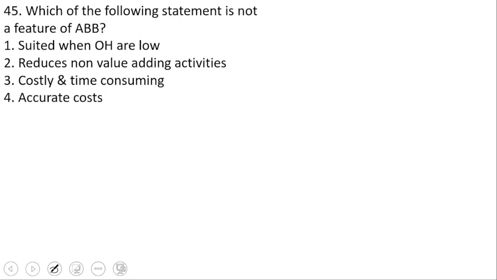It's suited when overheads are low. No, it is suited when overheads are high. Reduces non-value adding activities. Yes, that's a feature of ABB. It's costly and time consuming. Yes, that's also a feature of ABB. Fourth, accurate cost. Yes, that's also a feature of ABB. So since they've asked which of the following statements is not a feature of ABB, the right answer is option 1.